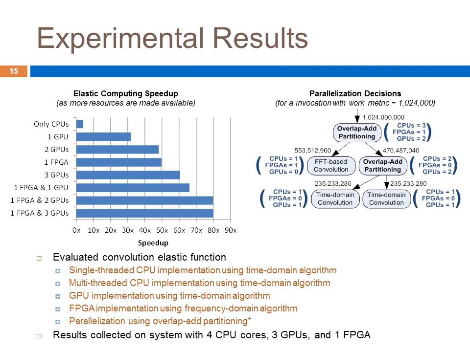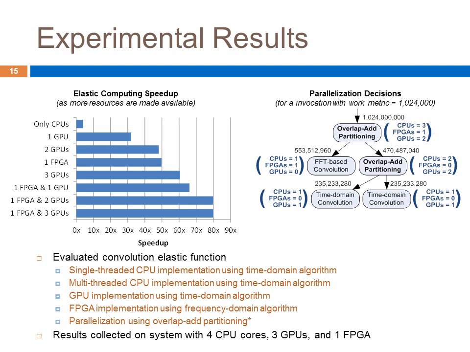Initially, the input went through this parallelization strategy of overlap add partitioning, and it broke up the input into basically 2 sets. One of those sets was then processed on an FPGA using a frequency domain implementation. The other set of data was partitioned again into 2 subsets, and each one of those was executed on a GPU using a time domain implementation.